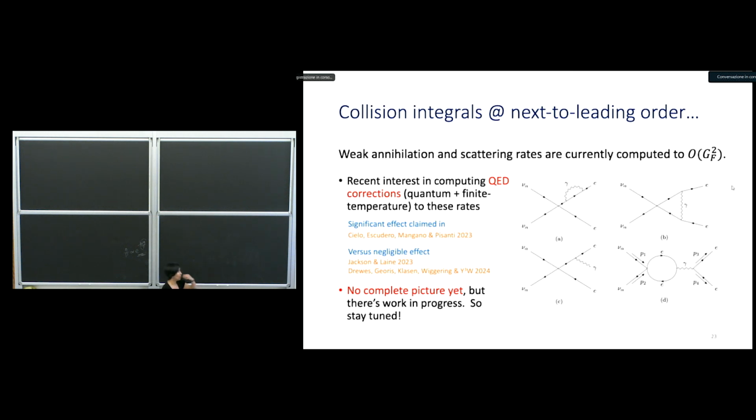There are various claims in the literature about the importance of these diagrams. There's one group that claims there's a significant effect, and then there are other people who claim that there is not much of an effect due to these NLO corrections. So there's no complete picture yet. It's a work in progress. So hopefully next time you see me again, I'll tell you more about the status of this.